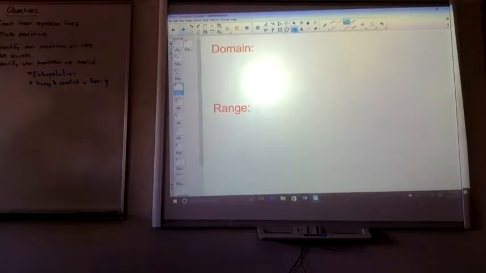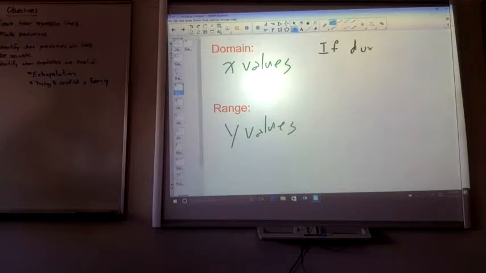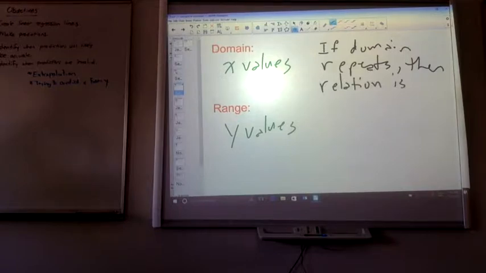So the domain, the range. Domain is a fancy way of saying x values. So the range is a fancy way of saying the y values. Okay? So if domain repeats, then your relation is not a function.